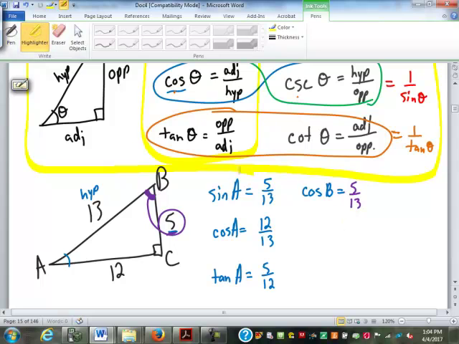Notice, no, cosine is what I'm looking at, not cosecant. Cosine. Notice the sine of angle A and the cosine of angle B give me the same fraction. Well, what's the relationship between angle A and angle B here? What do they have to add up to? A triangle has 180 degrees. If this angle is 90, those two have to add up to the other 90. So A and B are complements. So it makes sense the sine of A is equal to the cosine of B because A and B are complements.